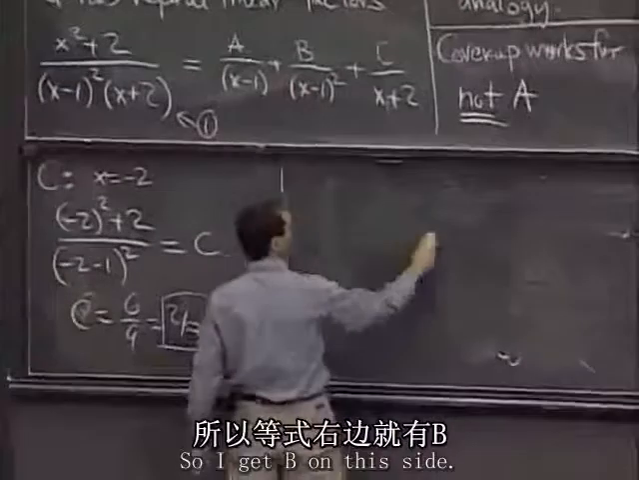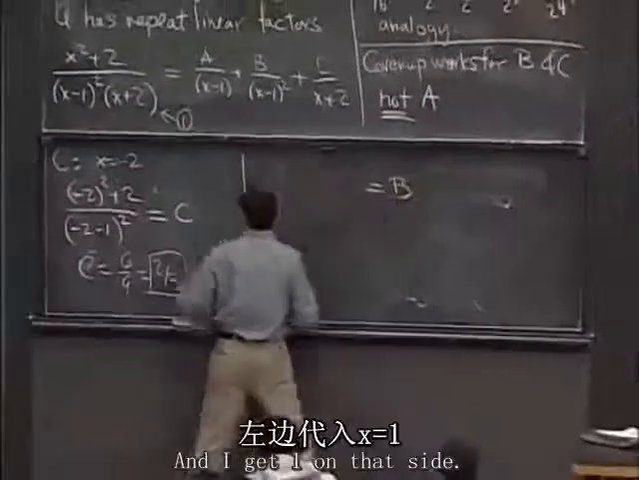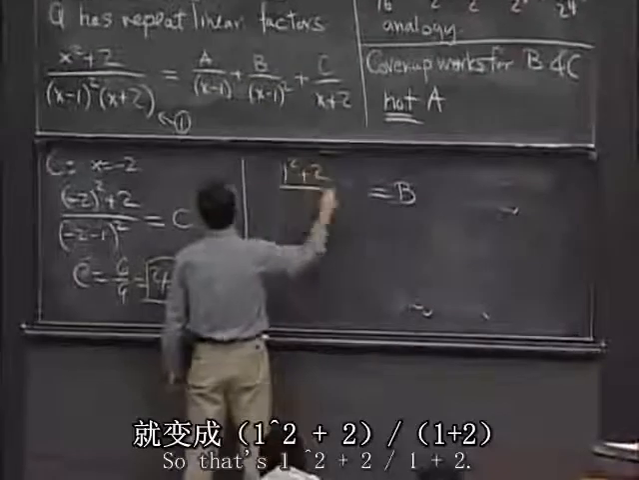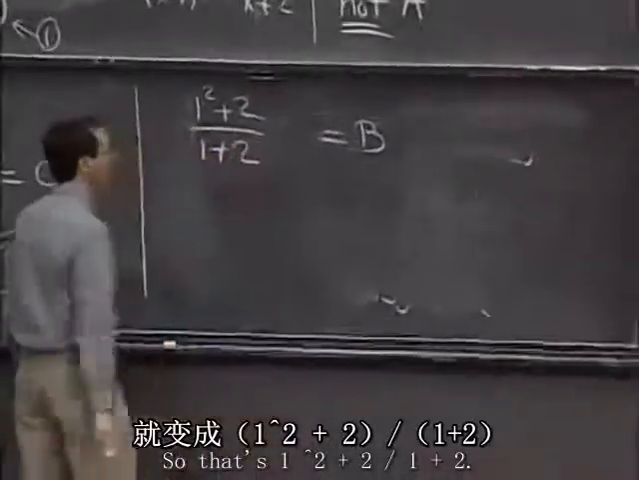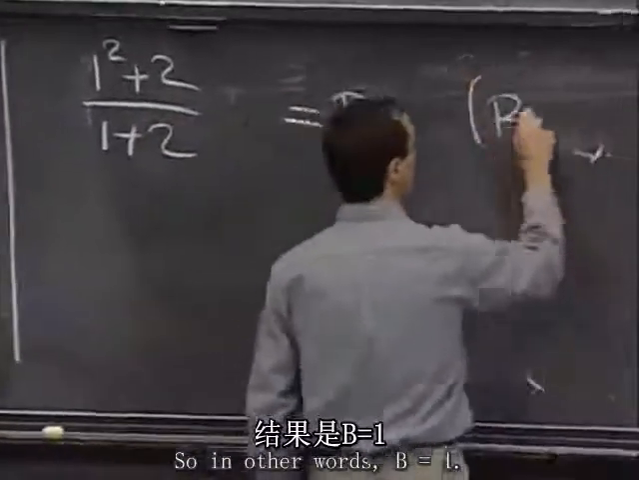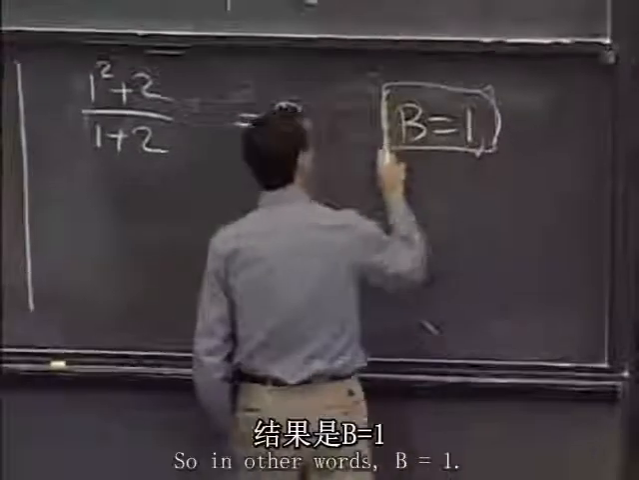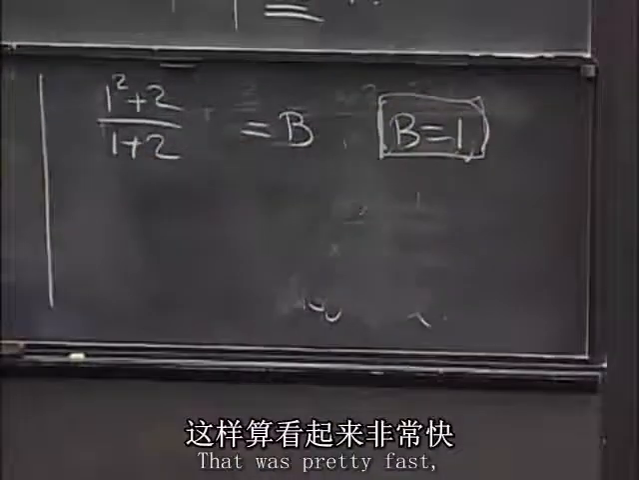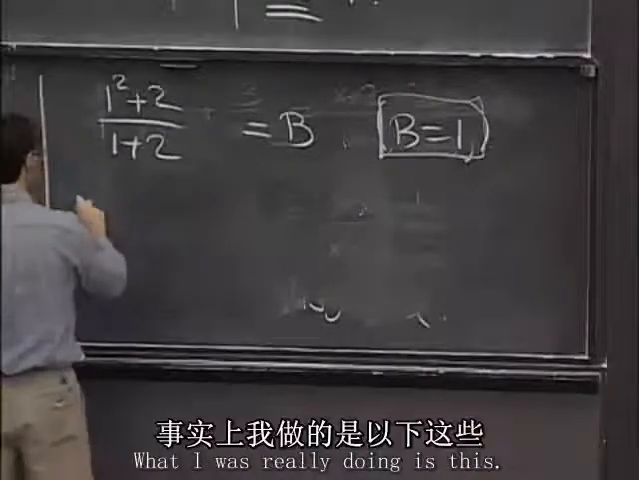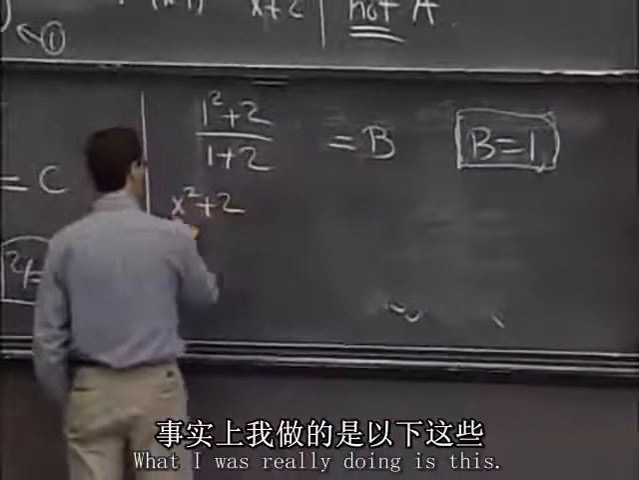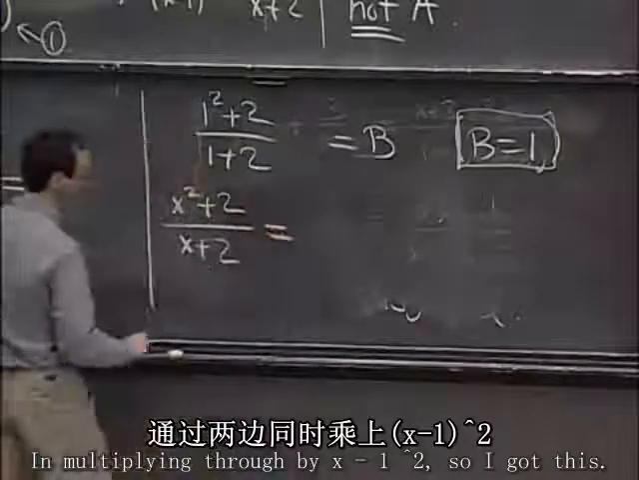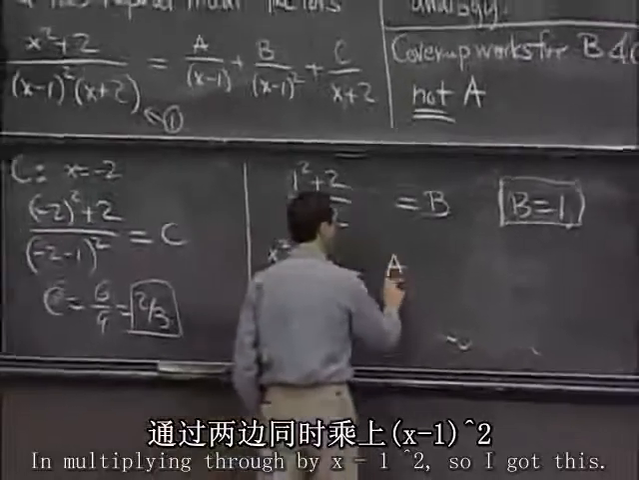So I get b on this side, and I get 1 on that side, so that's 1 squared plus 2 divided by 1 plus 2. So in other words, b is equal to 1. That was pretty fast, so let me show you what arithmetic was hiding behind that, what algebra was hiding behind it. What I was really doing is this, and multiplying through by x minus 1 squared, so I got this.